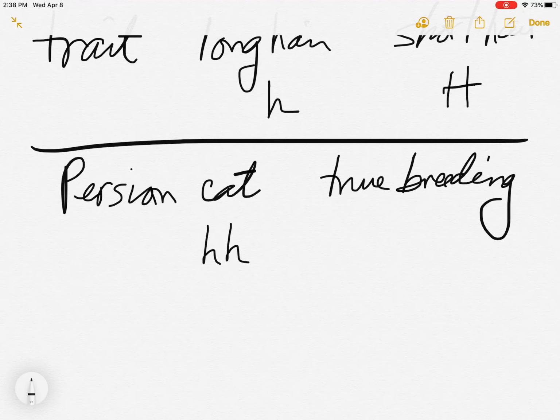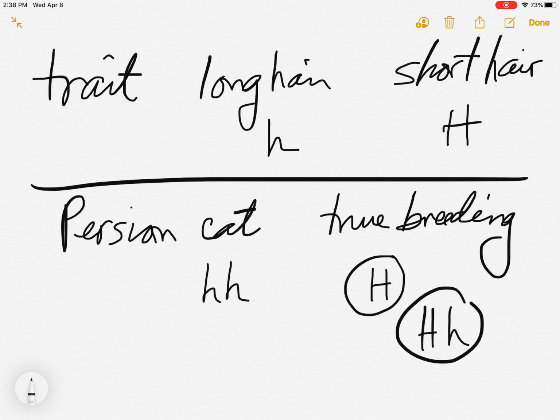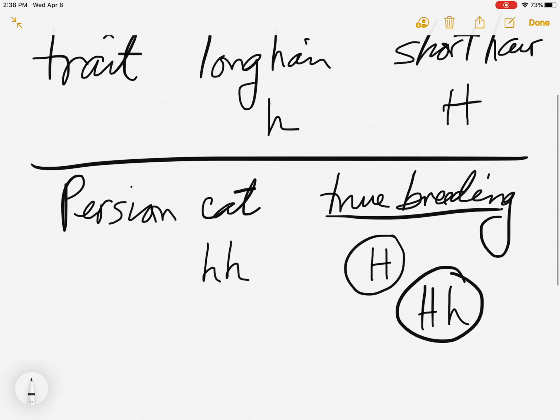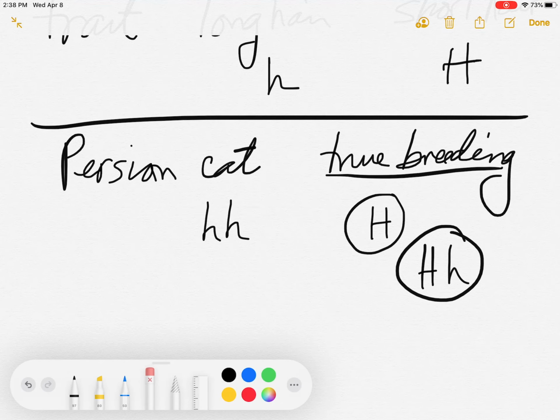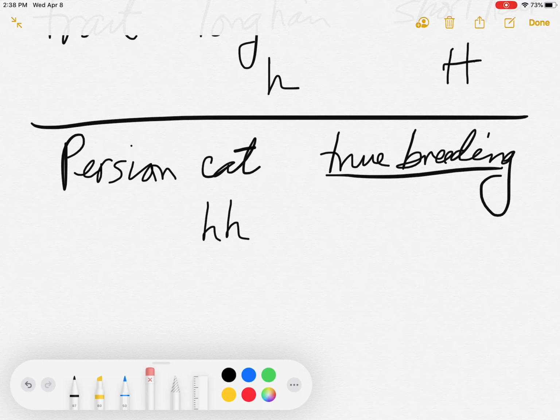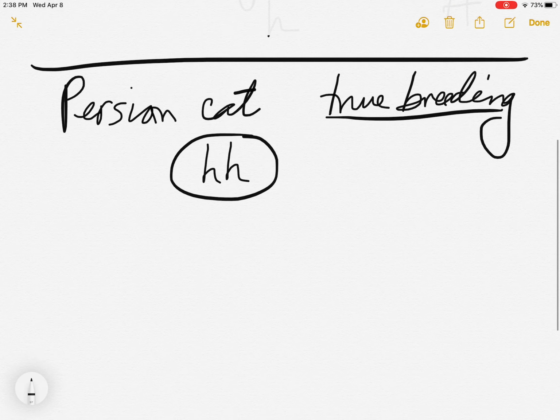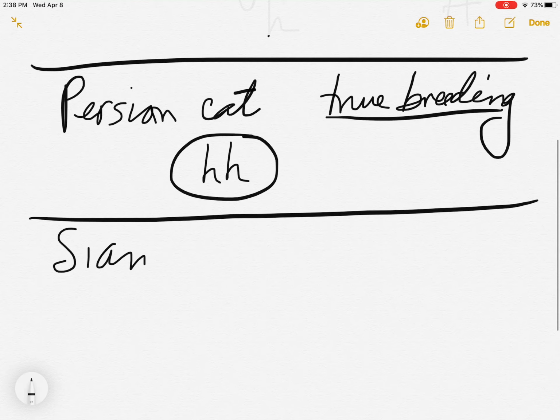Which means the only possible option for the Persian cat is this combination of alleles. Because if it ever got one of these from mom or dad or grandma or grandpa or great-grandma or great-grandpa, that would mask the recessive allele, and this combination would produce a short-haired cat. But it's because it's true breeding that we know that's never happened, so there are no short-haired cats in this family history, which means the only alleles are the small h's, the recessive alleles. Okay, so we know the Persian cat genotype.